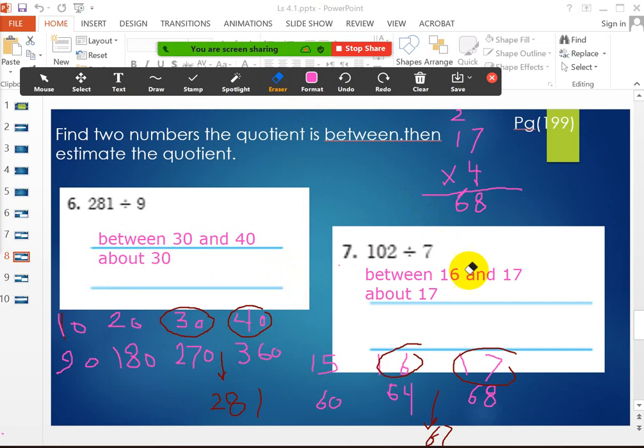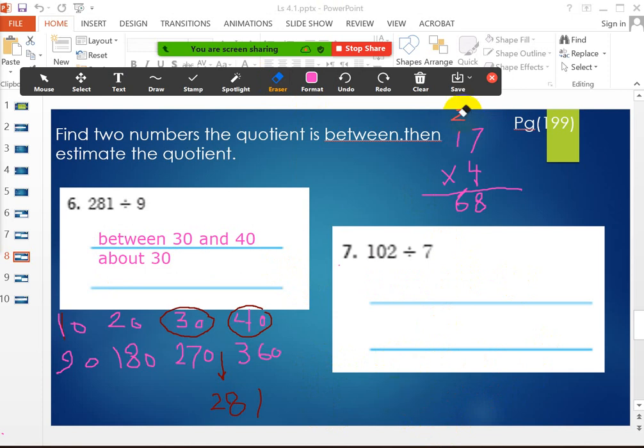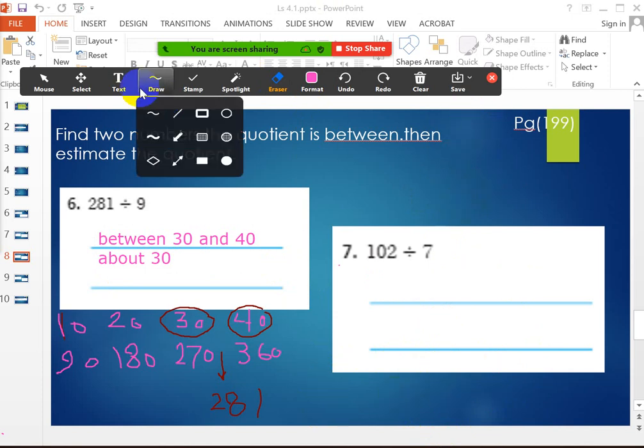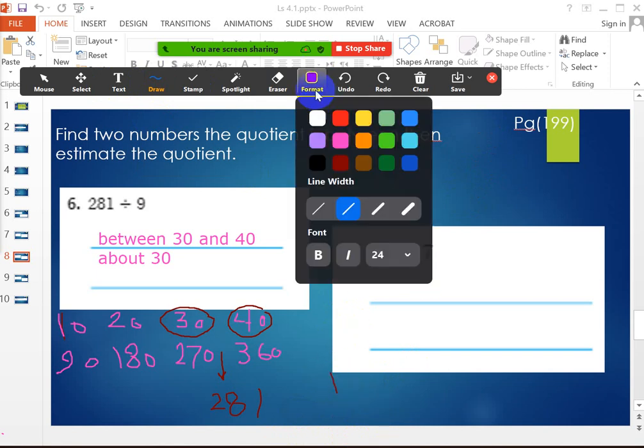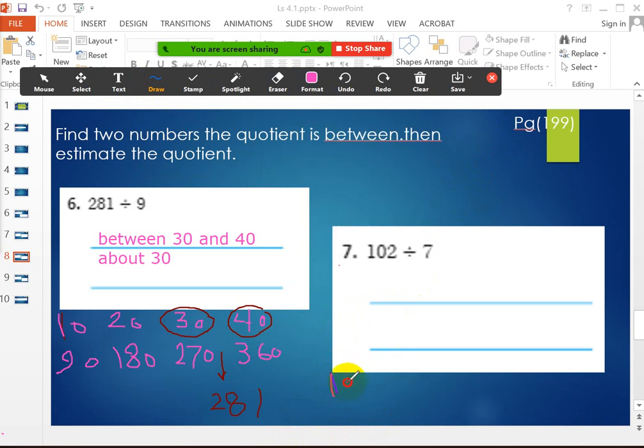Now I will erase this to solve number 7. Also 102 divided by 7. I want to estimate the quotient. So to estimate the quotient, I will find the multiples. I will start with 10 because this is a hundreds number. So I will start from 10, 11, 12, 13, 14, and 15, etc. Let's start.